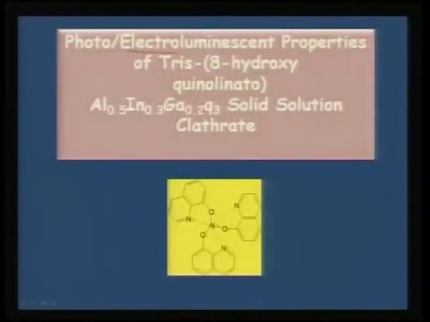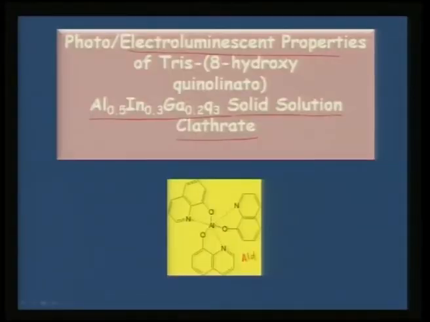In the third case that I want to present today before I close is the photo and electroluminescent properties of quinoline complex, and this is called a solid solution clathrate. I want to share with you here the excitement because all of us know that this is the most famous molecule called AlQ3, which has 3 quinoline units bonded to this. It forms an octahedral complex, and this AlQ3 molecule is one of the well known emissive layers in organic LEDs, because it is also used in today's display devices, including those display in digital cameras.